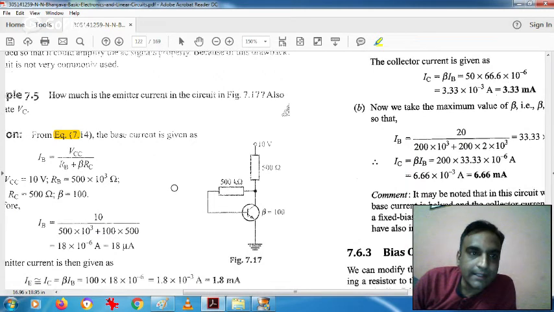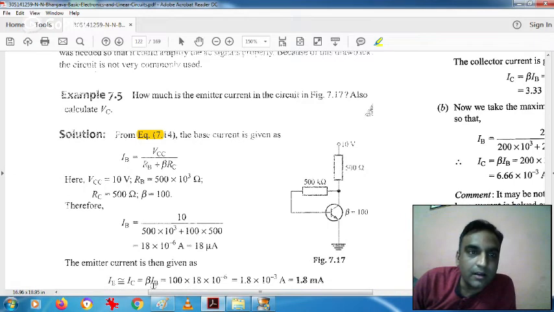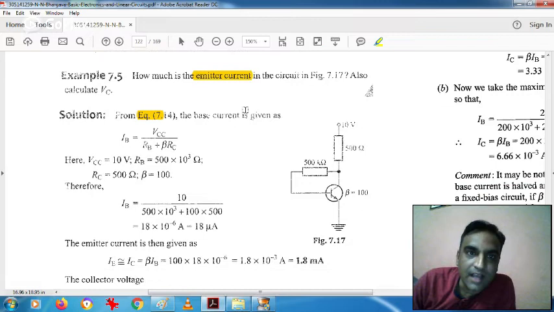Now the numerical. If someone gives you a circuit like this, it may not be written what kind of circuit it is, but let's say this is the circuit given to you. Now if you want to find the Q point for this, or someone says find the emitter current. For finding the Q point you need to find IC and VCE, but in this example it has been asked to find the emitter current. The emitter current is IE, and IC is almost equal to IE, so whatever the IC value is, that will be your IE value. So to find the emitter current, we have to find IC.